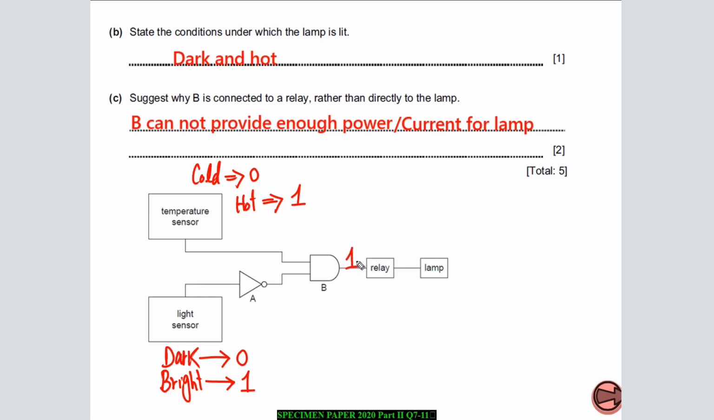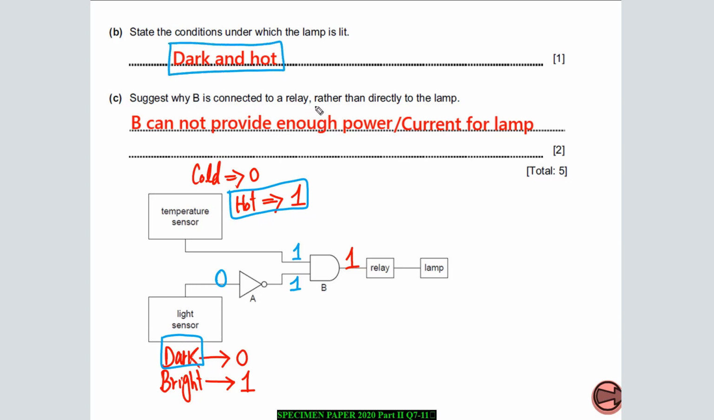So how can this output be 1? This is only possible if this input is 1 and this input is also 1. As we know, here is a NOT gate, so this input has to be 0. So simply we can say it has to be dark and hot. That's the reason our answer is dark and hot.